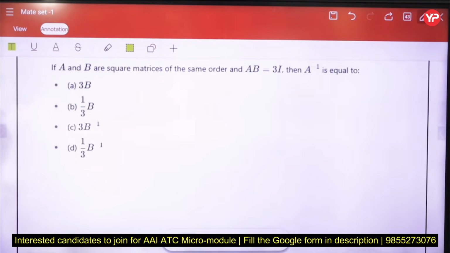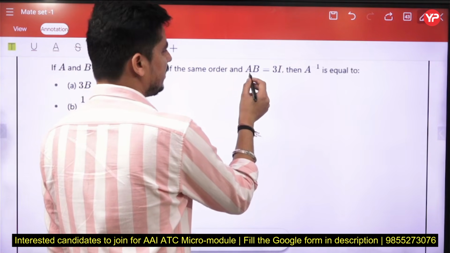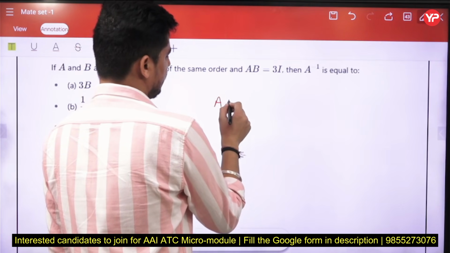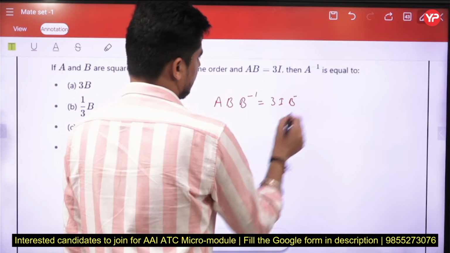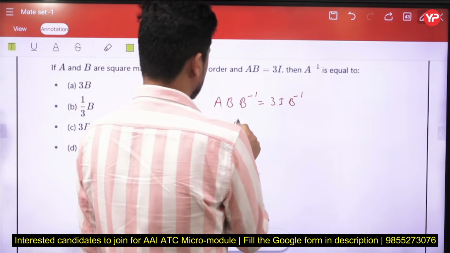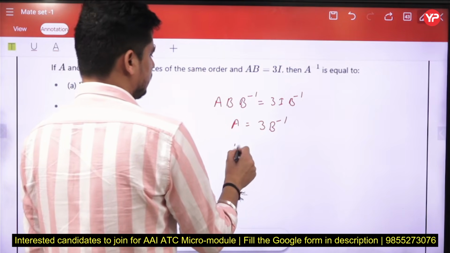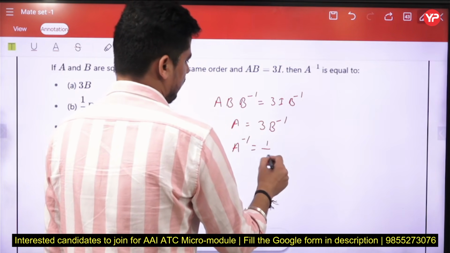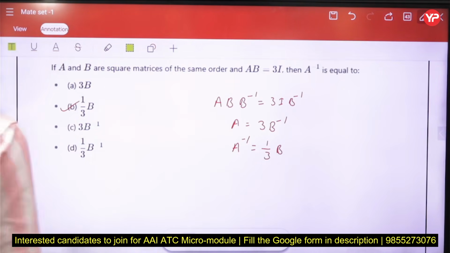A and B are square matrices of the same order and A into B is equal to 3I, then A inverse is equal to what? So what we can do, we can post-multiply with B inverse on both sides. So B inverse is equal to 3 times I into B inverse, and this BB inverse will cancel out. Then we will go to the A value, that is going to be 3 B inverse. Now you take the inverse on both sides, that will be A inverse is going to be 1 by 3 times B. So answer will be B here.